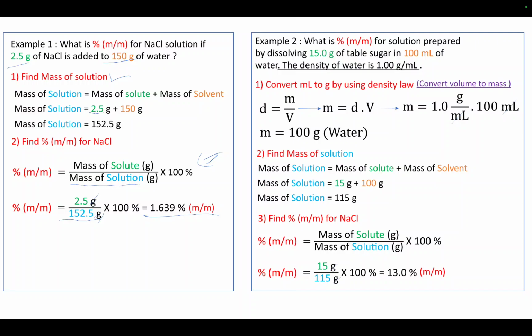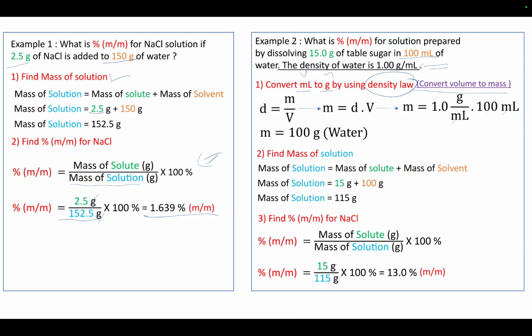In the second example, what is the mass by mass percent for a solution prepared by dissolving 15 gram of table sugar in 100 milliliter of water, and the density of water is given, 1 gram per milliliter. So you can see that the volume of the solvent is given in milliliter. And we need to find mass over mass, which is gram over gram. But here we have volume of solvent, 100 milliliter. So first we need to convert from milliliter to gram, from the volume unit to the mass unit. So we use the density law.